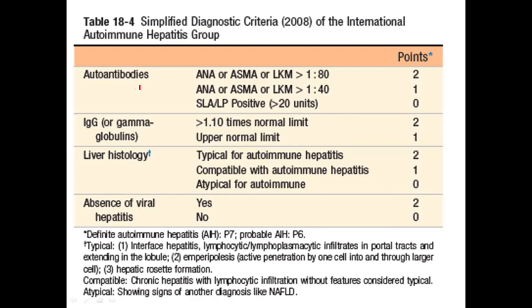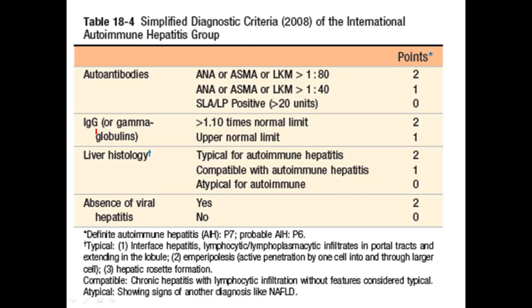Another criterion is the presence of autoantibodies: ANA, ASMA (anti-smooth muscle actin antibody), or LKM antibody. If they are strongly present, even at a dilution of 1:80, then the score becomes 2. If they are present only at lower dilution, up to 1:40, then the score is 1. And if only SLA/LP is positive and no other antibody, LKM, ASMA, or ANA, is present, then the score becomes 0.